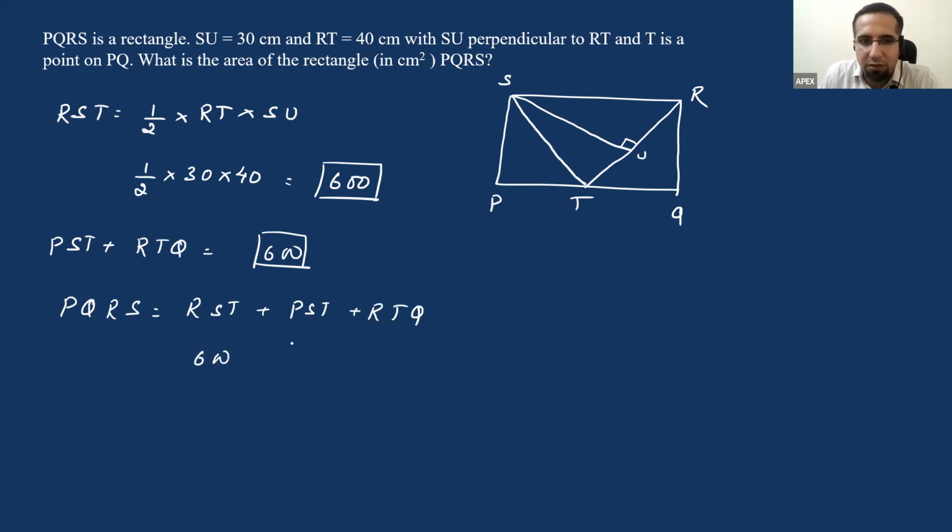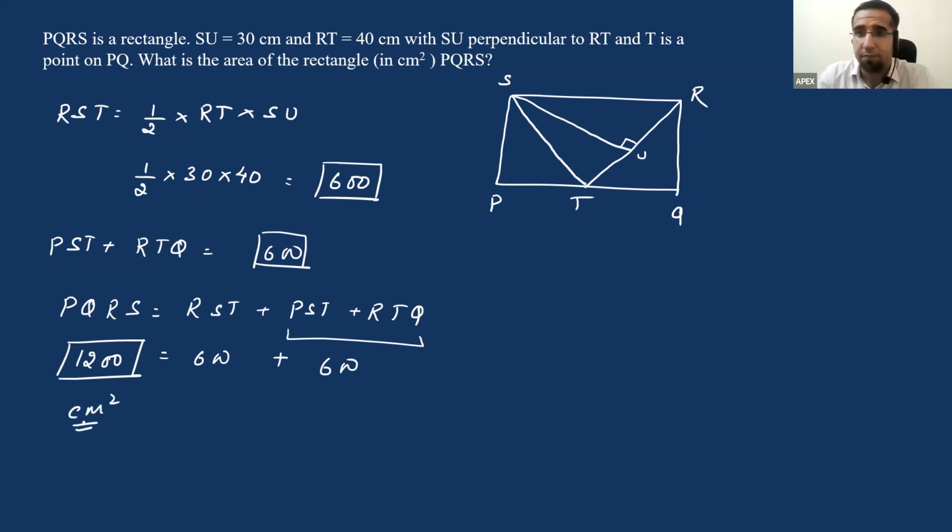So this will give you 600. These two together will give you 600. So area of the rectangle here is going to be 1200 centimeter square. Clear? This is going to be the area of the rectangle in that case. Now let's move forward to the next one.